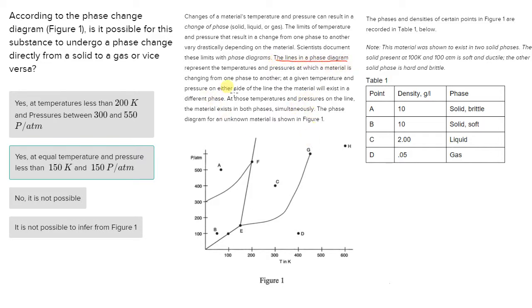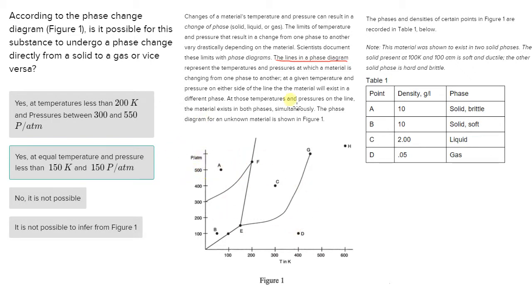The lines in a diagram represent the temperatures and pressures at which a material is changing from one phase to another. So in this white space here, we have some phase. In this case, it's point D, which tells us it's a gas. So everything in here is a gas. But at this series of temperatures and pressures, it becomes a liquid. And then at this temperature and pressure, the liquid will become a solid, or one of the two different solid phases we have here. These lines represent the melting points or freezing points or sublimation points at which these materials change phase.